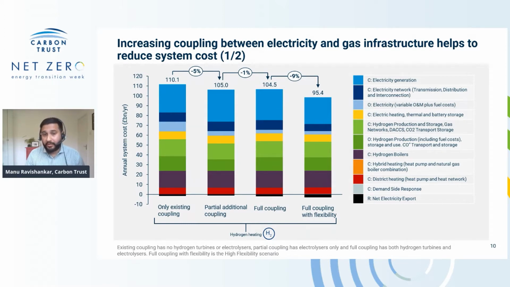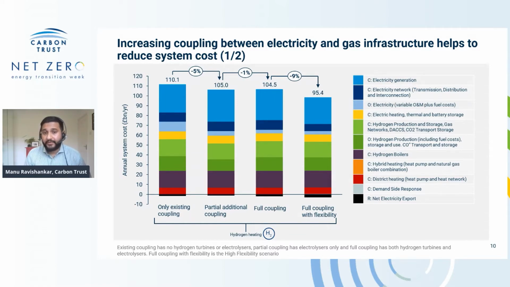Now, moving on to the third column from the left, it is a full coupling. So this has a two-way coupling in that we mean that it has electrolyzers and also hydrogen turbines. So this means that the gas system now delivers the required amount of hydrogen into these plants, which produces electricity that helps to meet any electricity demand during peak or outside peak periods. Now, this two-way coupling saves an additional 1% or about 0.5 billion pounds per year, which is still material.